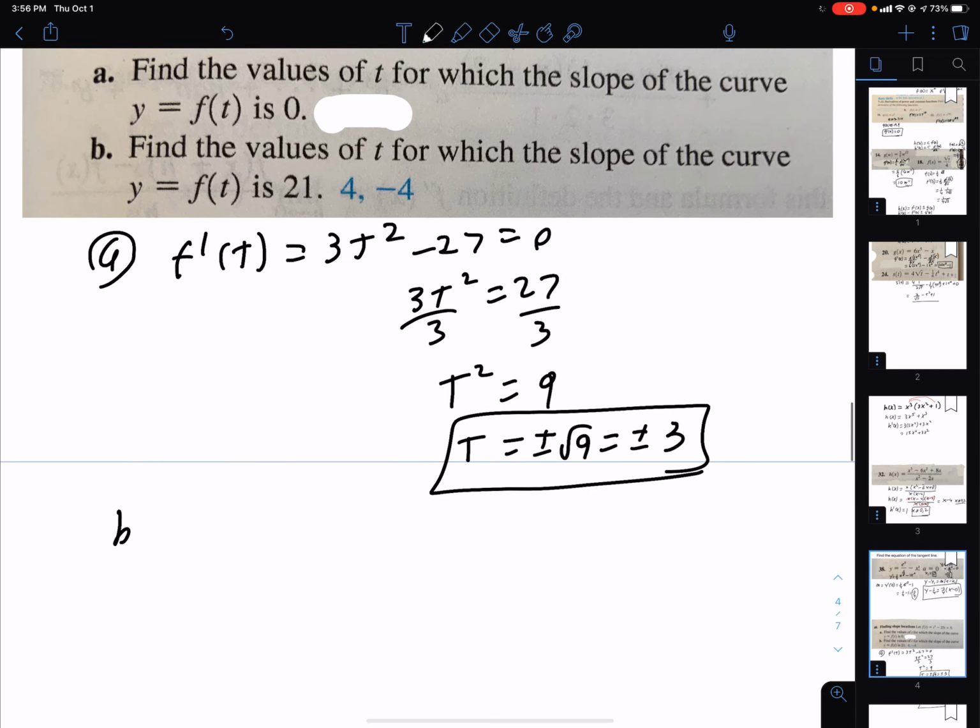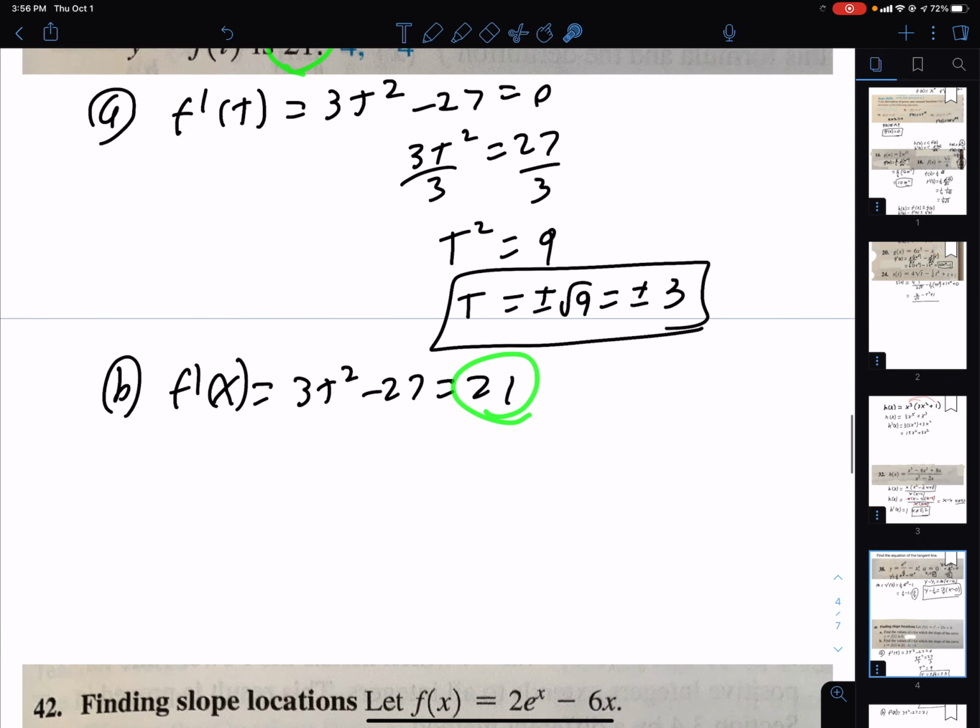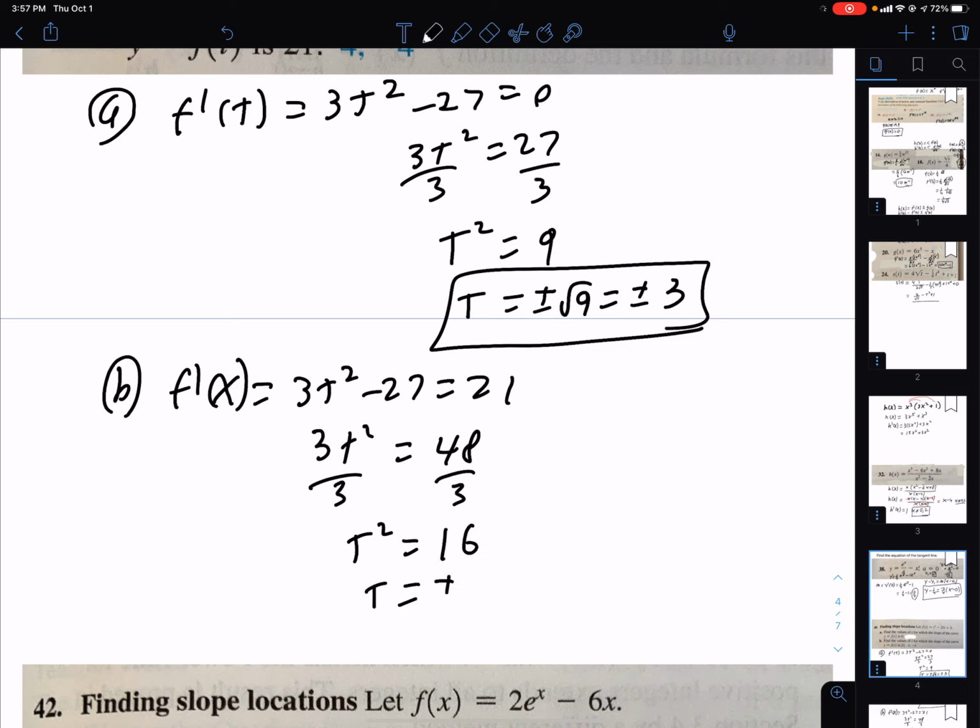For part B, I want the derivative or the slope of the tangent line, or what they call the slope of the curve, to be 21. That's the slope, so I set the derivative equal to 21. What does that give me? I'm going to add 27 to both sides, gives me 48. I'm going to divide both sides by 3, and that's going to give me 16. I square root both sides, I get plus or minus square root of 16, plus or minus 4, bam. Those are the 2 points where the slope of the curve is 21.